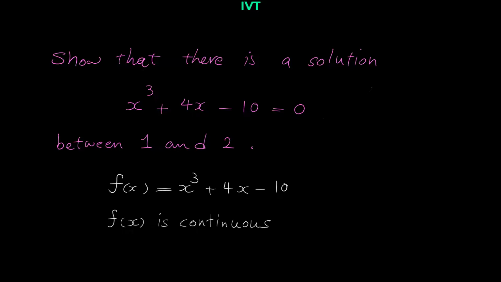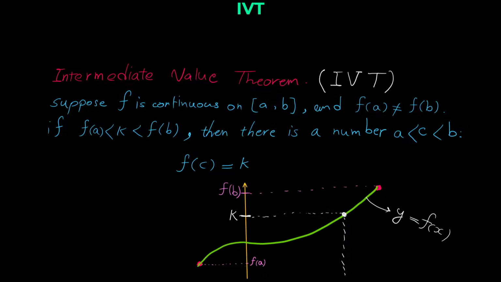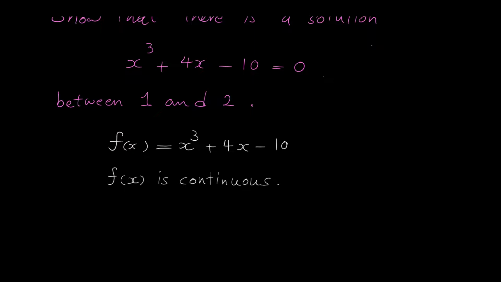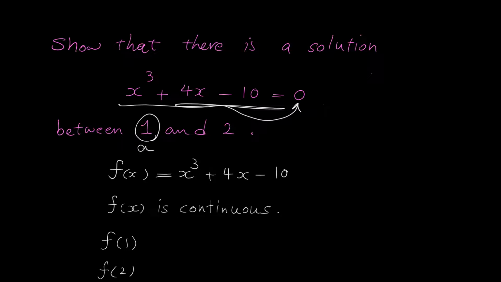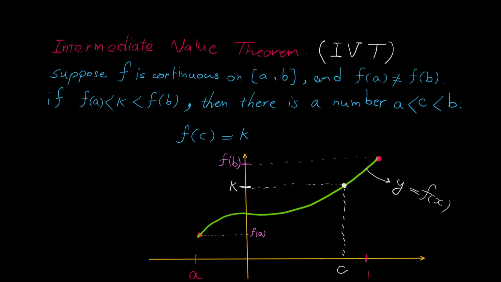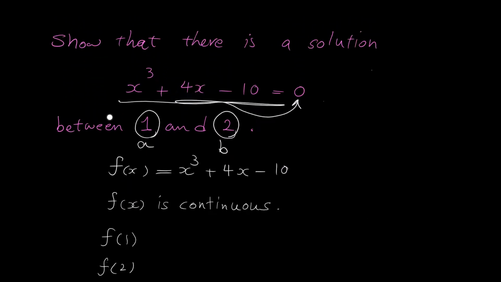Why is it important to mention this? Because you can use the IVT, intermediate value theorem, only if f is continuous. So you have to consider this. Now that f is continuous, we want to prove that somewhere between 1 and 2, this equals 0. Let's see what f of 1 and f of 2 are. Actually, this 1 is like a in the theorem, and this 2 is like b in the theorem. So we are going to find f of a and f of b. This is what we have to do to answer this question.